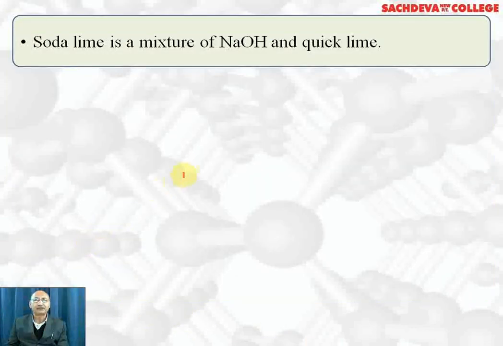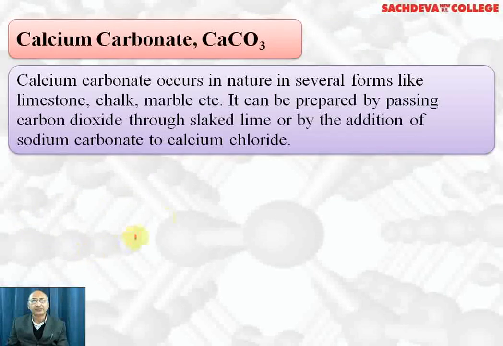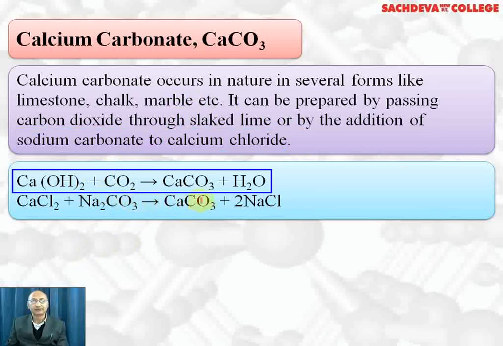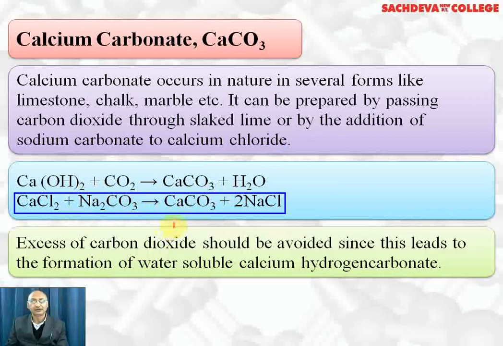Soda lime is a mixture of NaOH and quicklime, and it is used for decarboxylation of sodium salt of carboxylic acid to give alkanes. Calcium carbonate, which is also called limestone. Calcium carbonate occurs in nature in several forms like limestone, chalk, marble, etc. It can be prepared by passing carbon dioxide through slaked lime or by addition of sodium carbonate to calcium chloride. Calcium hydroxide plus CO2 gives CaCO3 plus water. CaCl2 reacts with Na2CO3 to form calcium carbonate plus 2 NaCl.